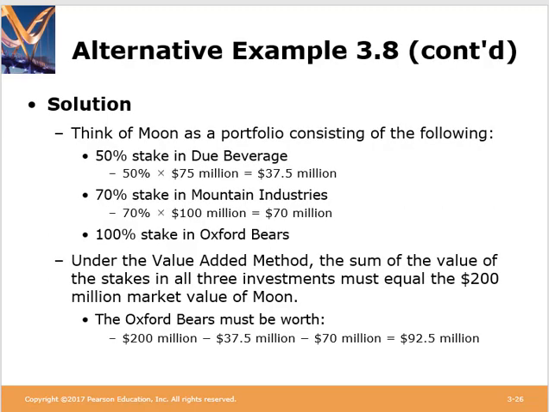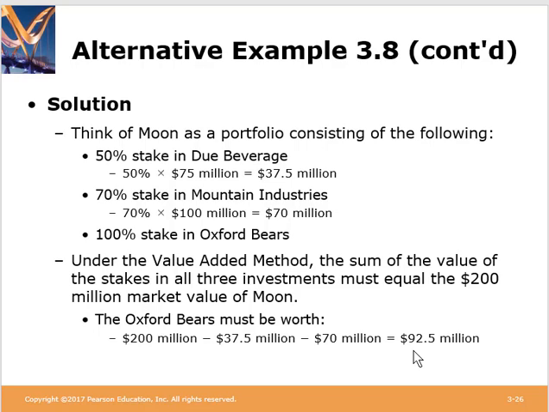So you think about 50% of Dew Beverage. Well, if Dew Beverage is worth $75 million and I own half of it, that means I own $37.5 million in value. 70% of Mountain at $100 million is $70 million. So what is the value of the entire company? The entire company, Moon, is $200 million. Now, if you subtract the $37.5 million in Dew Beverage, and then you subtract the $70 million in Mountain Industries, what you're left with is the value of Oxford Bears. In this case, it's worth $92.5 million.